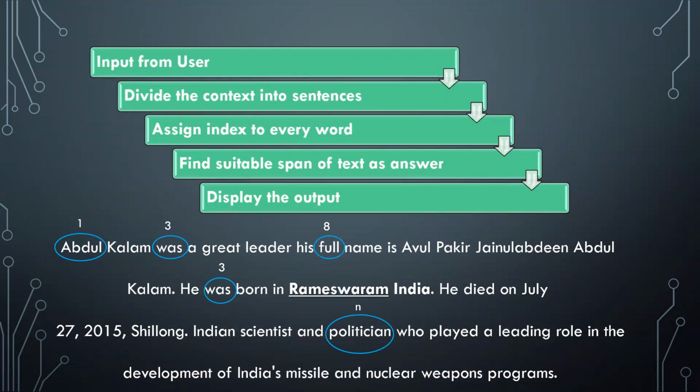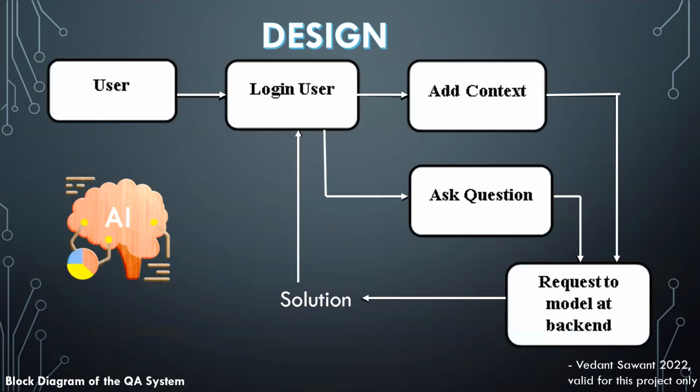In the third step, the model will compare the question and the sentence which is reflecting the answer, and will end up choosing a suitable answer. And then at last, it will display the span of the answer as output.